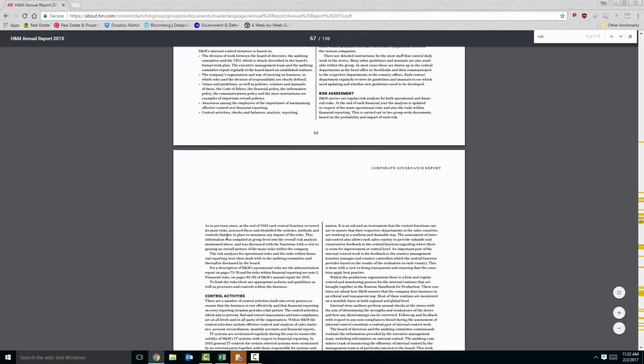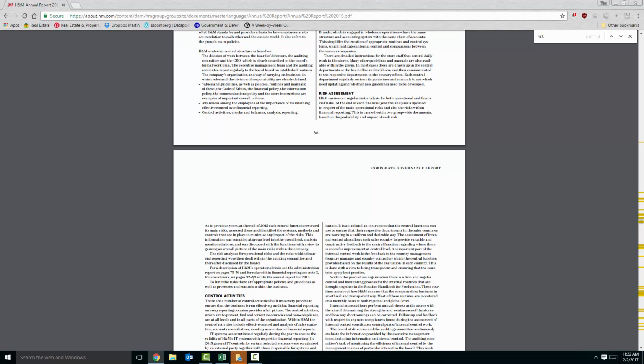And we can see a bit more writing here where I can see some page numbers. They say, for a description of H&M's operational risks, see the administration report on pages 75, 76. And for risks within financial reporting, see note 2, financial risks, on pages 92, 93. So I know that I'm going to find information about their risks on pages 75, 76 and 92, 93.